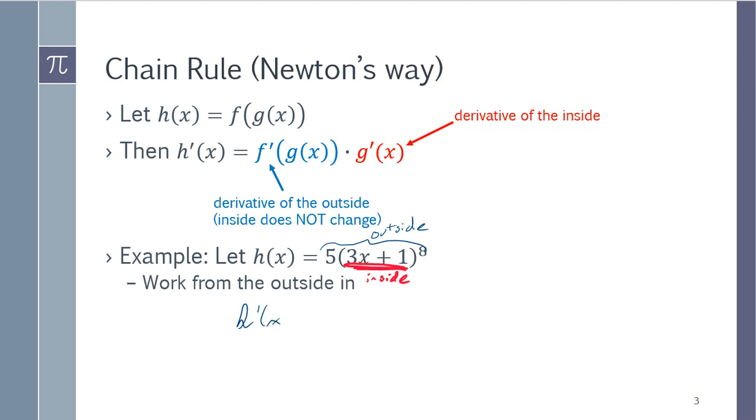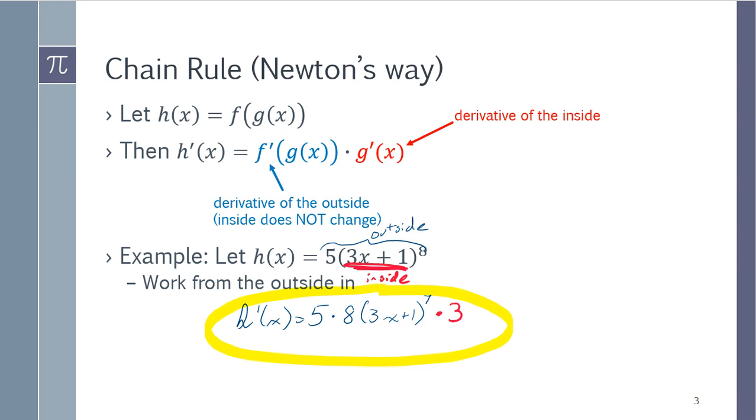So h prime of x. 5 is a constant multiple. Hold on to it. Something raised to the 8th power means I'm going to be using the power rule. So the 8 comes down in front. My base does not change because the base does not change in the power rule. Subtract 1 to get my new exponent. But then I need to do the derivative of the inside part, and the derivative of 3x plus 1 is 3. And this gives me what h prime of x is.